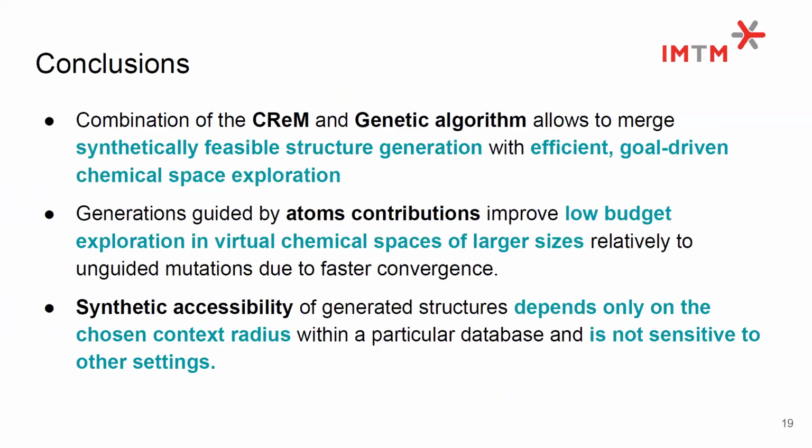I will skip this. As for conclusions, the combination of GenCReM and a genetic algorithm allows us to merge synthetically feasible structure generation with efficient goal-driven chemical space exploration. Generation guided by atom contribution improves low budget exploration most significantly, but to some extent it also helps to converge faster in the medium and large budget scenarios. And synthetic accessibility depends only on the chosen context radius and is not sensitive to other settings.